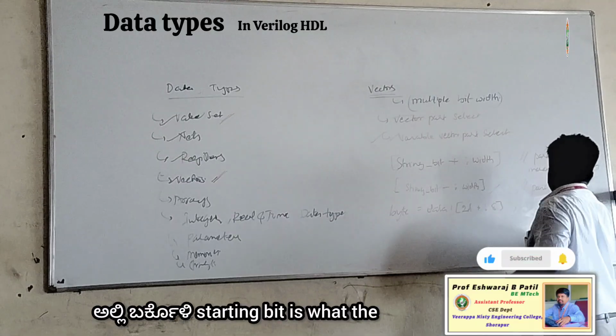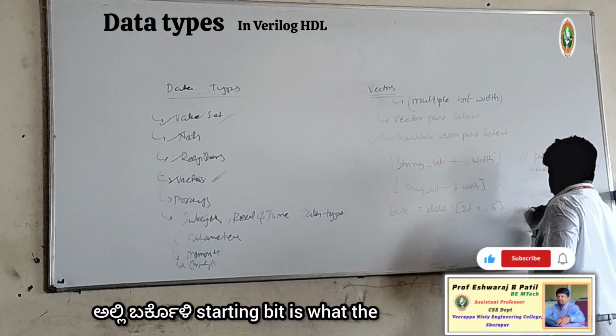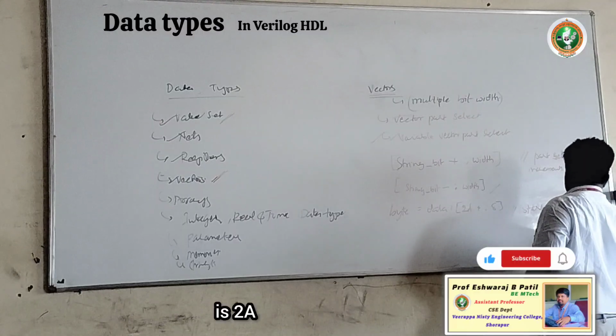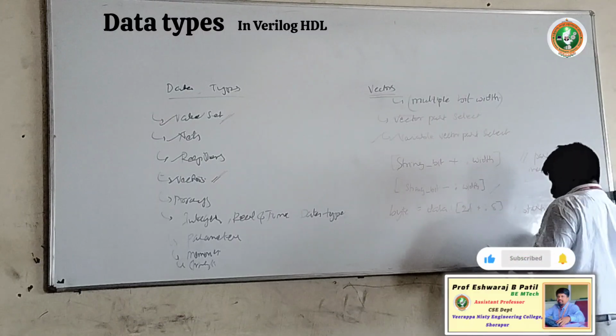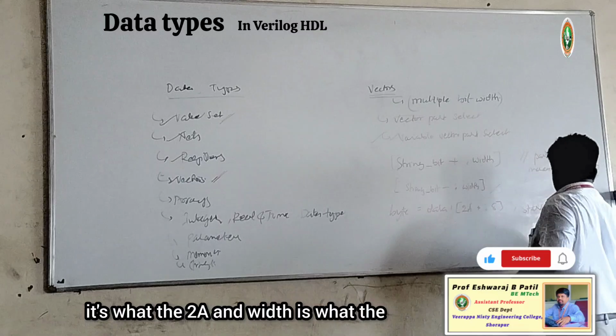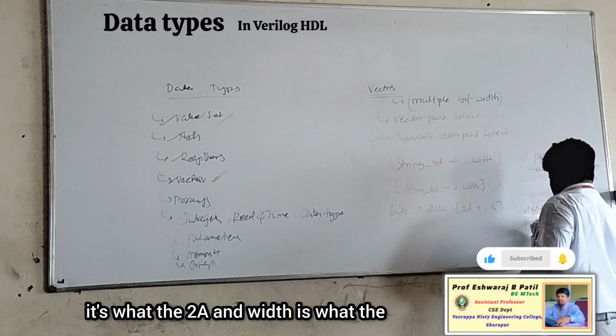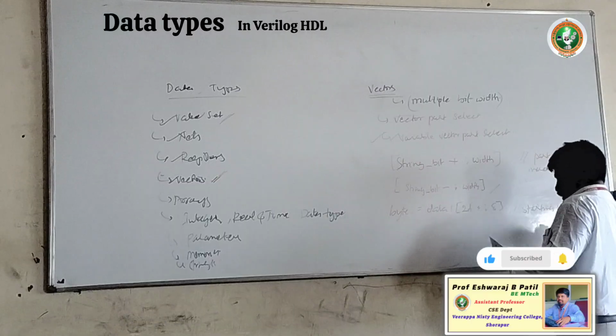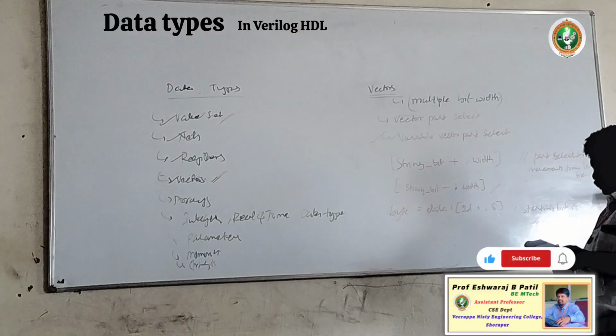Write it here, write it in the comment. The starting bit is what? The starting bit is 2a, and the width is given as 8 bits. What will be the answer for this? Tell me.